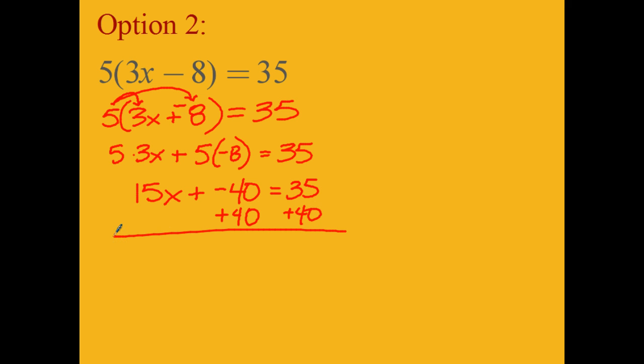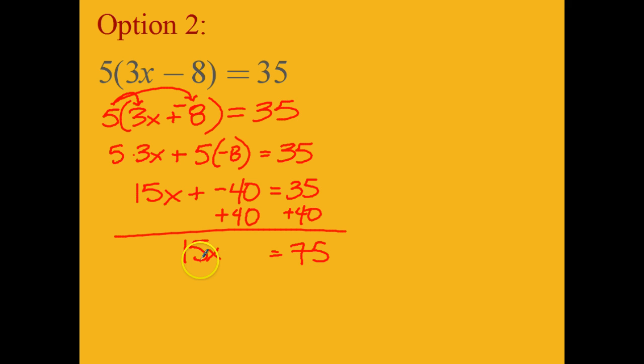Because once I get to this step, you have a number, you're multiplying by 15 and then you go down 40 and that gets you to 35. So in order to reverse it, I'm going to go up 40 and that tells me that 15x is equal to 75.